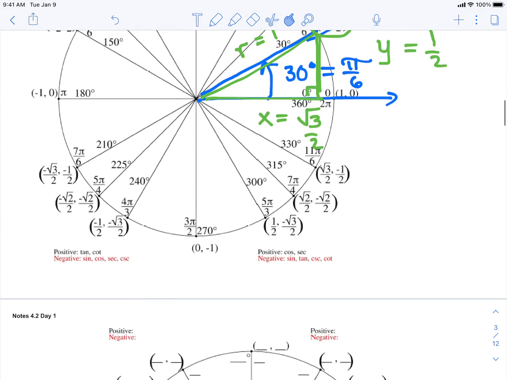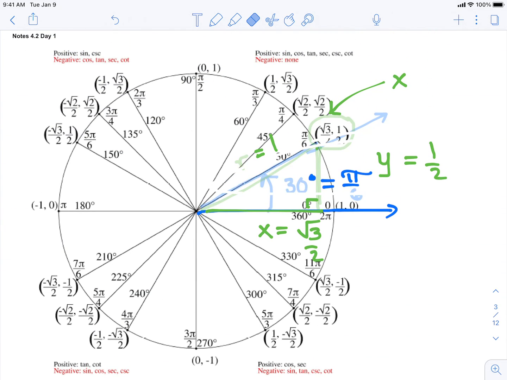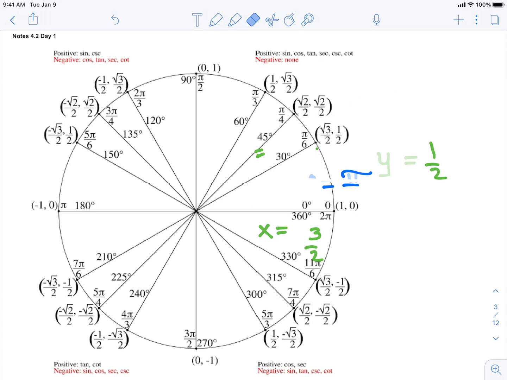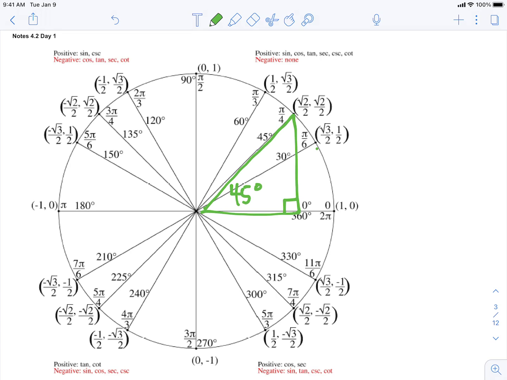So what we have, if I erase this now, 45 degrees, dropping a right triangle. This is 45 degrees here. This would also be 45 degrees there. This is your radius of 1. This would be the square root of 2 over 2, square root of 2 over 2. These would be equal to each other. This is your y distance. This is your x distance.